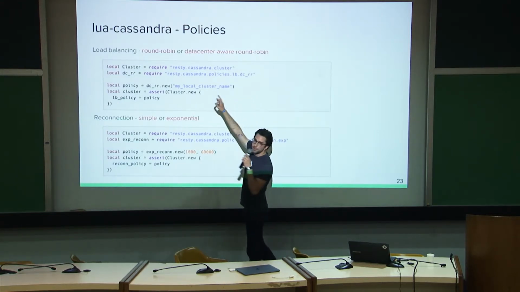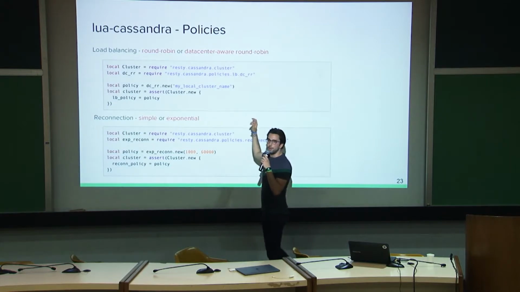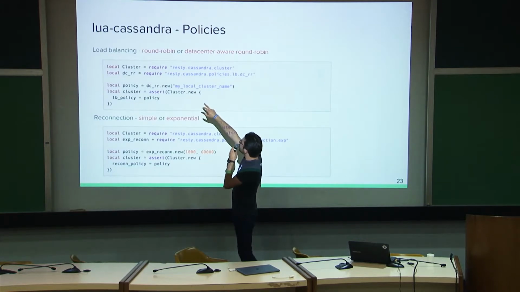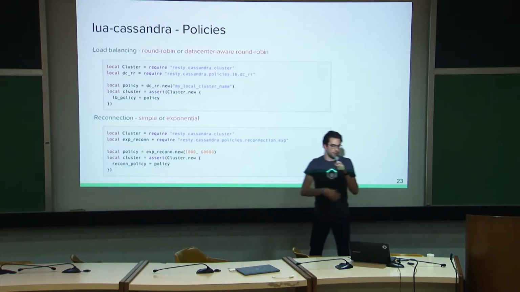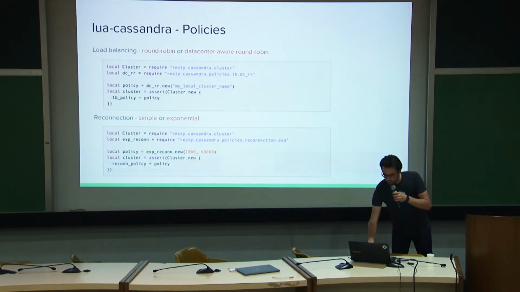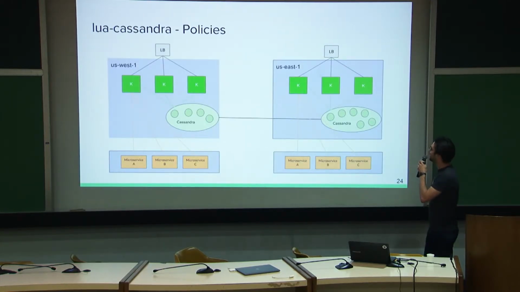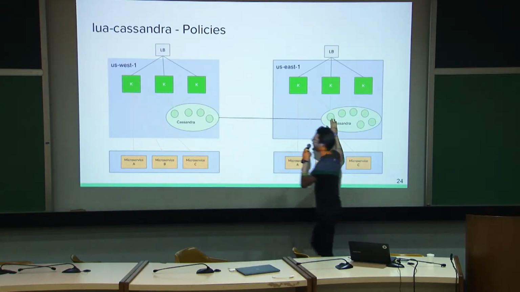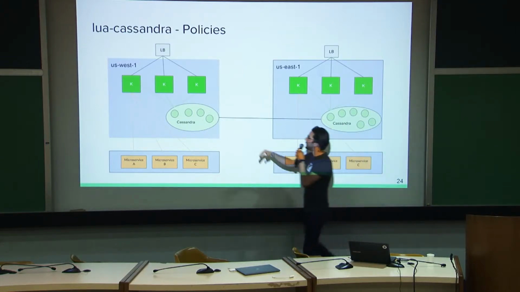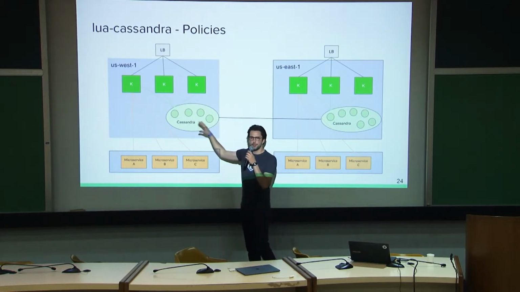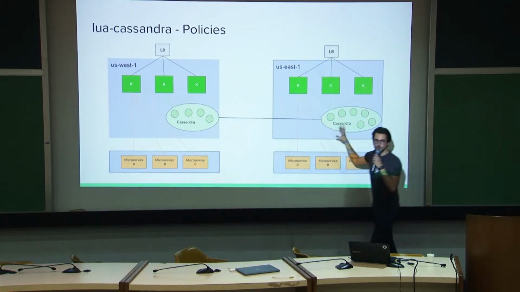We have two policies currently supported, and I would love to add more. Maybe I'll talk about it later for some possible contributions. Round-robin is just going to be a dumb round-robin over all the peers in your cluster. But if you have multiple data centers, you don't want a request to go to another data center. If your client is here, you don't want this client to start talking to nodes over here, because otherwise you're going to have cross data center traffic. You'd rather ensure that you're always trying first to talk to those nodes here, and only if all of them are down, then you go to those nodes over there.